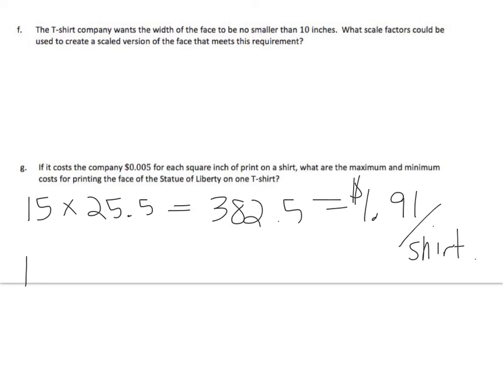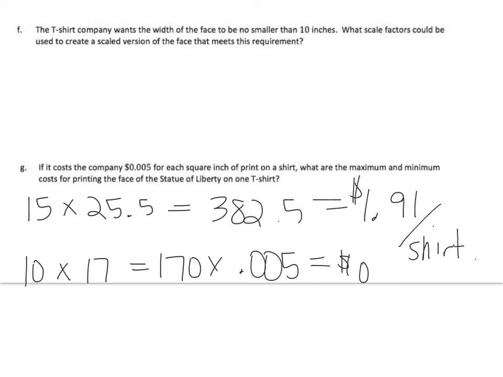The small scale factor, that was the 1/12. That gives me 10, and 204 divided by 12 is 17. 10 times 17 times 0.005 is 85 cents. Cool. Good things to know.